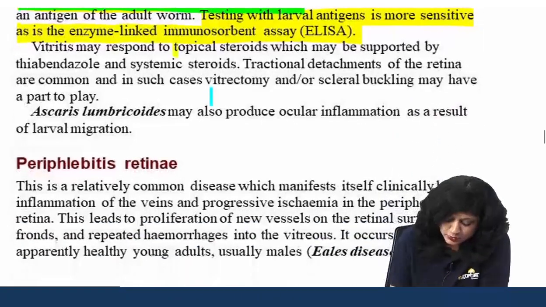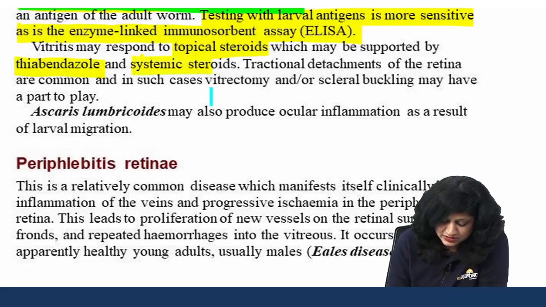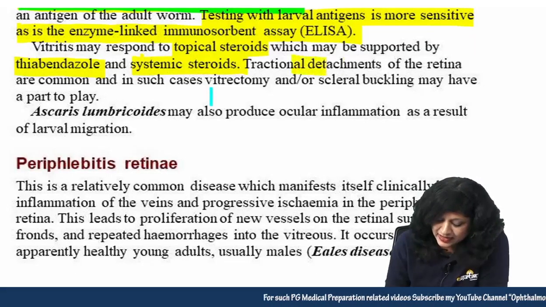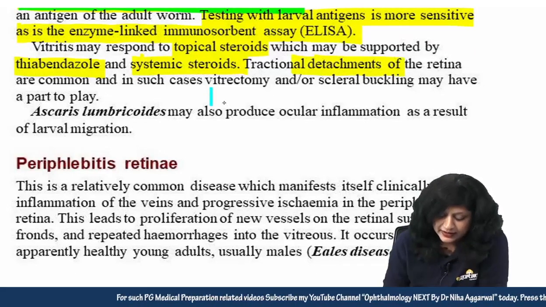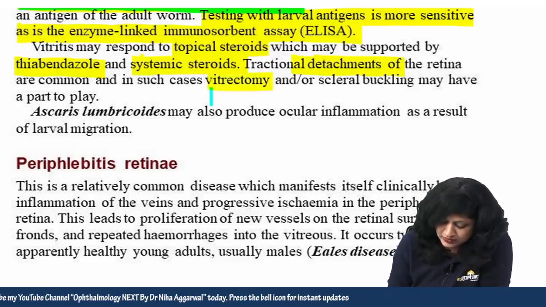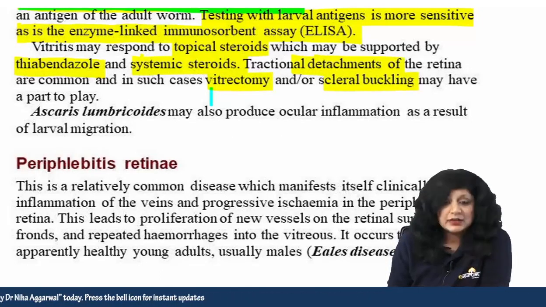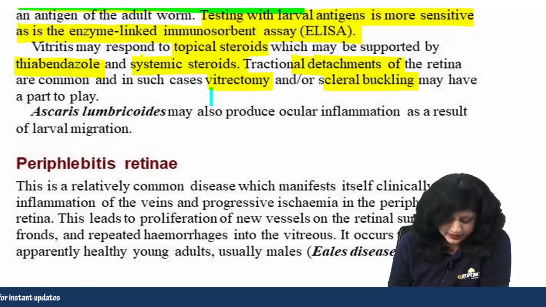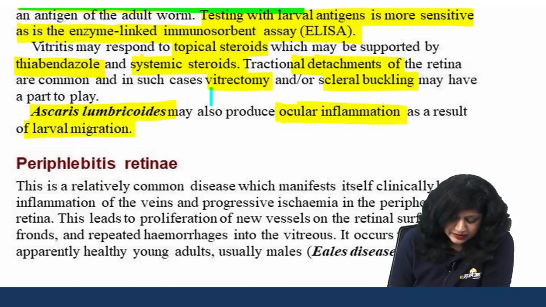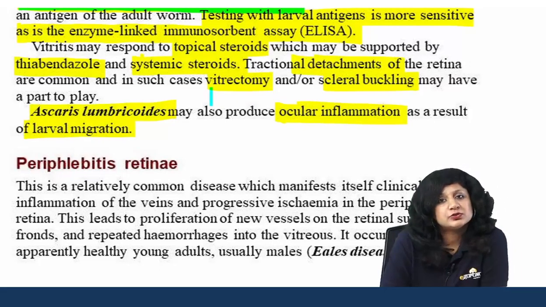Vitritis may respond to topical steroids. Along with this, we can give thiabendazole and systemic steroids, because supportive treatment is also required. Tractional detachments of the retina are common, and obviously if a tractional detachment is there, then you will have to do vitrectomy and scleral buckling. As far as Ascaris lumbricoides is concerned, it can also produce ocular inflammation because of larval migration, so we can also have that.